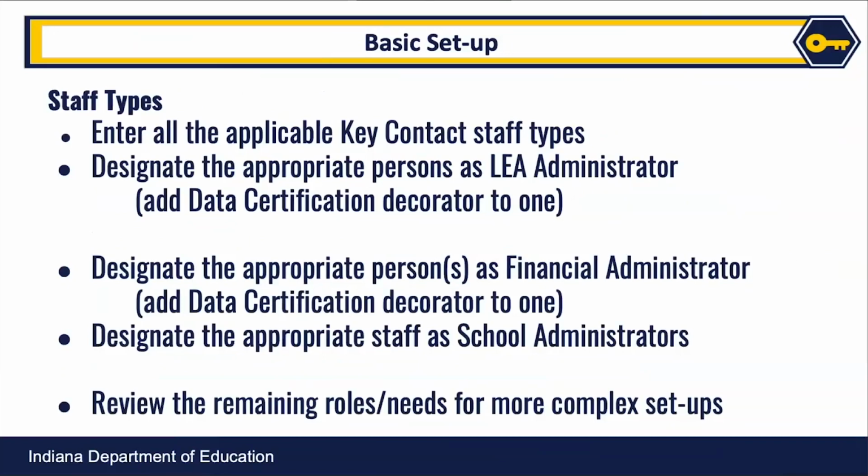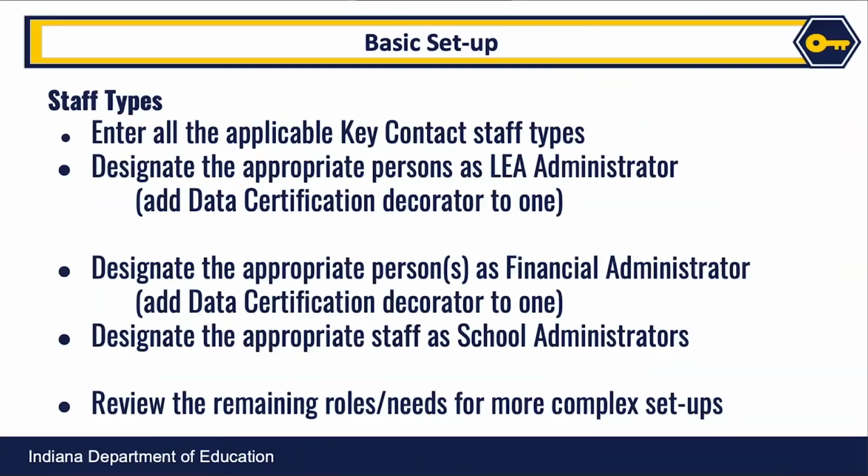While there are more staff types which allow for more users to be configured in order to obtain different roles throughout IDOE systems, these are the main staff types that are necessary. Again, make sure to enter all applicable key contacts. Designate the appropriate persons as LEA Administrator. Non-publics will designate school administrators. Identify the person or persons who will have the decorator role of data certification.